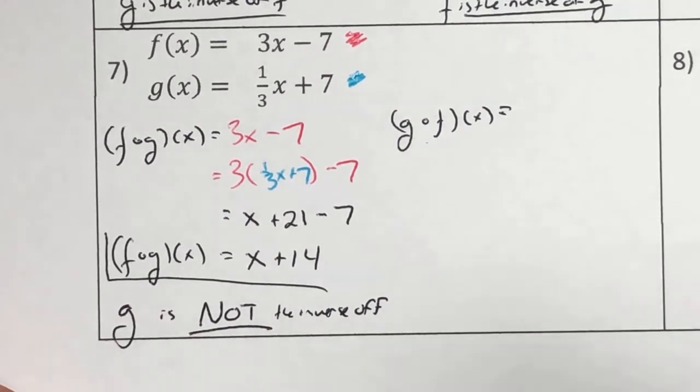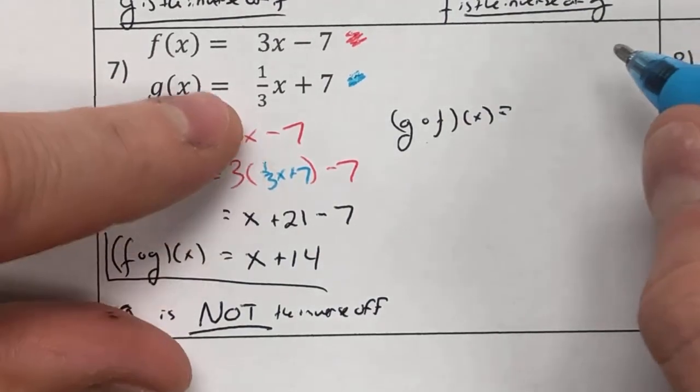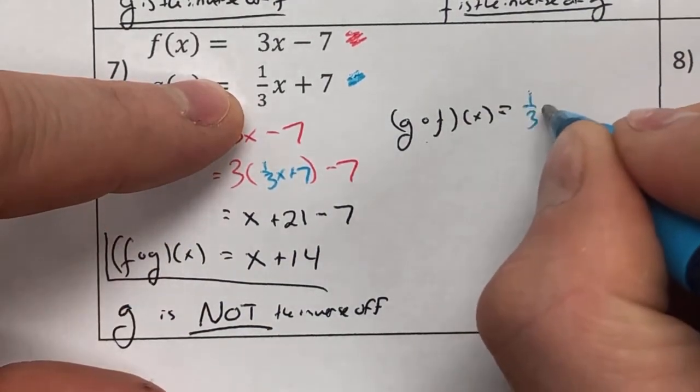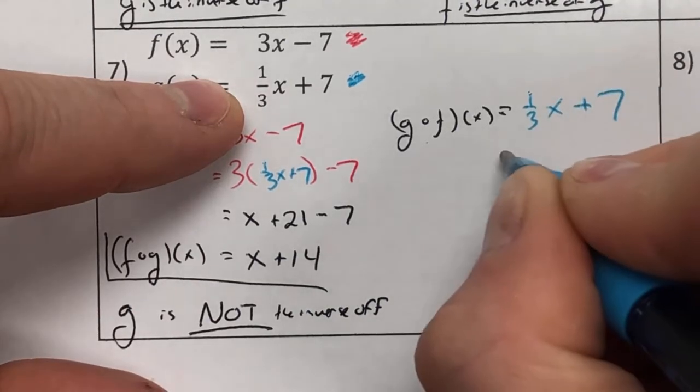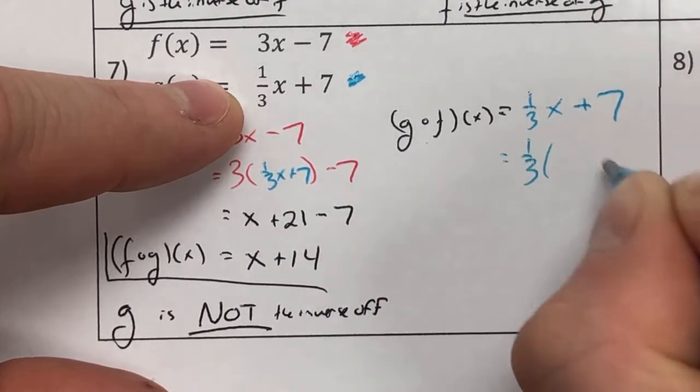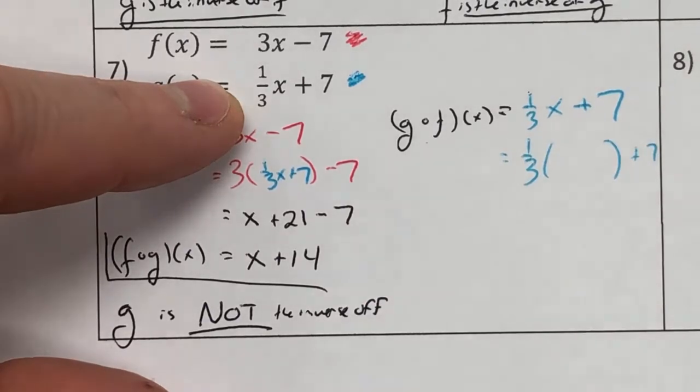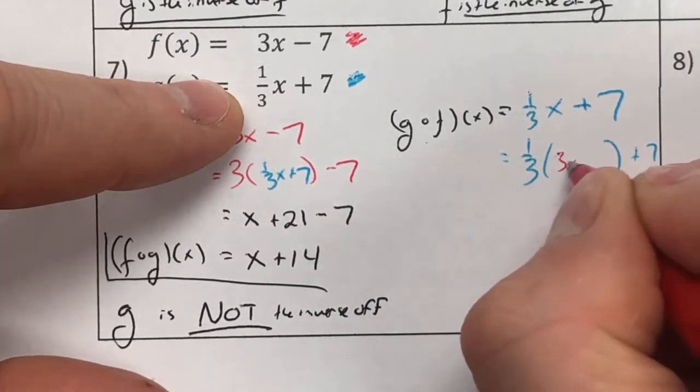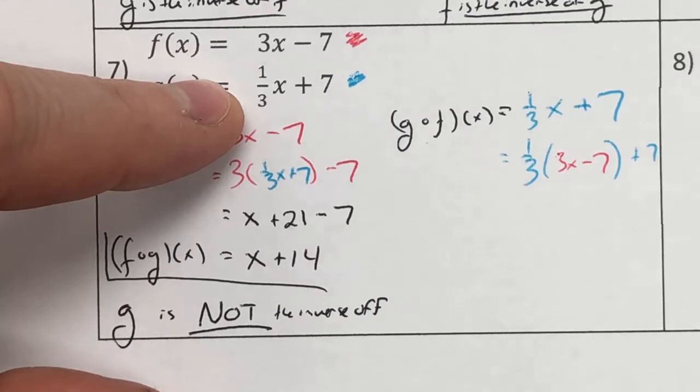Nope. But there's still a chance f might be the inverse of g, so let's go ahead and give that a shot. So I'm going to start out with g, and what am I going to plug into g? F. 1/3 of x plus 7. So 1/3 of this big old space plus 7. Let's plug in a 3x minus 7.